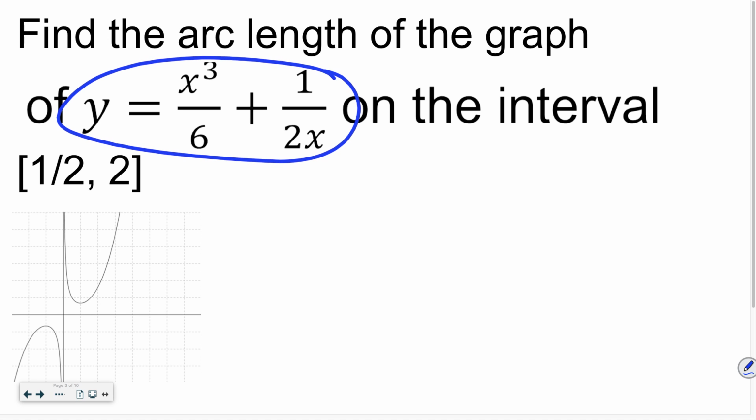Bamboozling. All right, here is our curve, and I want to find the arc length from 1/2 to 2. So that little blue piece right there. What is that arc length? Okay, so what do we need in order to set up the integral for arc length? The derivative. We need the derivative.